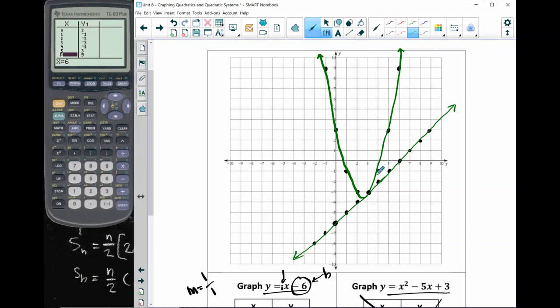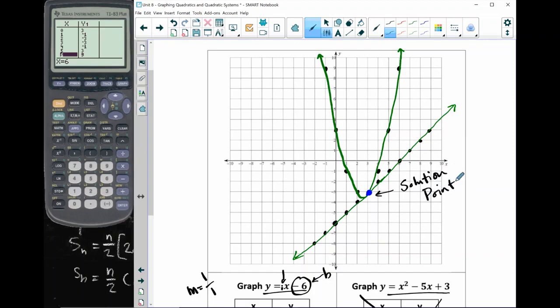Whoa, this is different. We haven't seen something like this before. I wonder why I included this in the packet. Okay, so this is a great example of when you're only going to have one solution point. So this is our solution point.